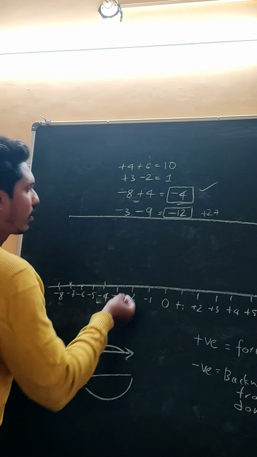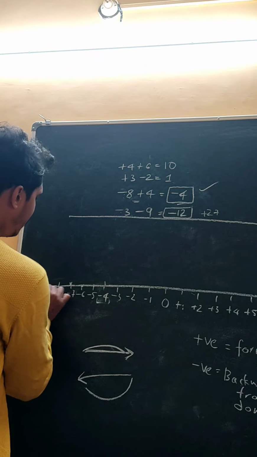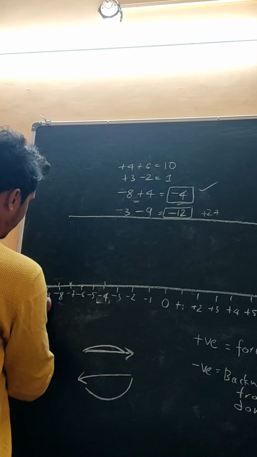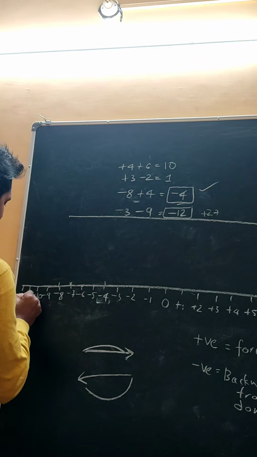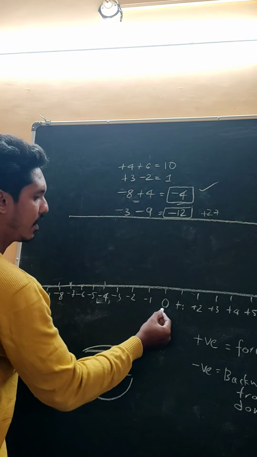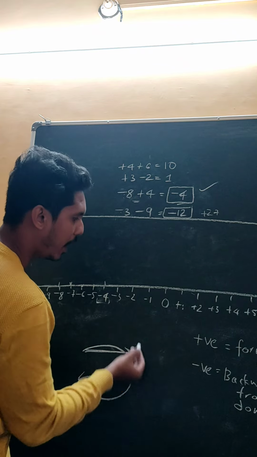Second one is minus 3 minus 9. See? Minus 3 minus 9. It continues, minus 9, minus 10, minus 11, minus 12. Okay. Just check out. Minus 3 minus 9. Which symbol is there here? Minus, right? Negative sign. Negative sign, we have to move backward from the down.